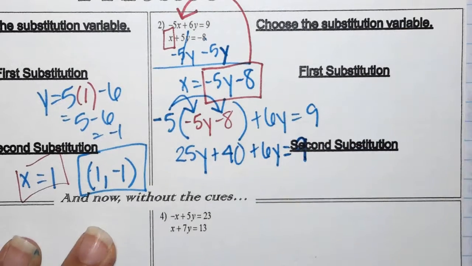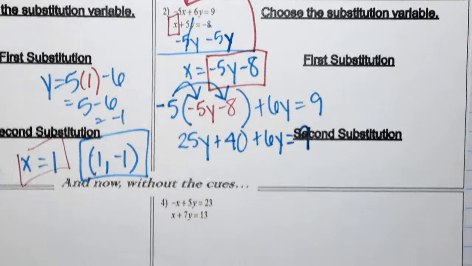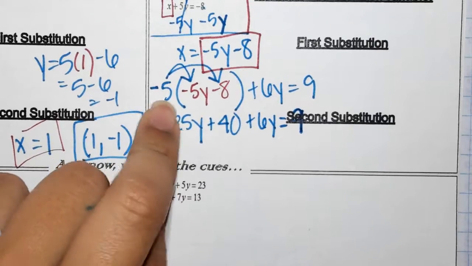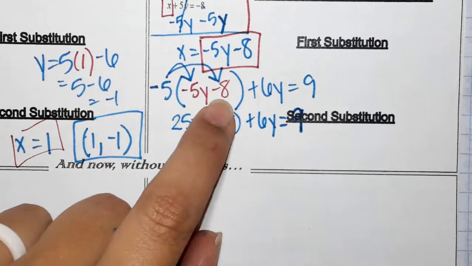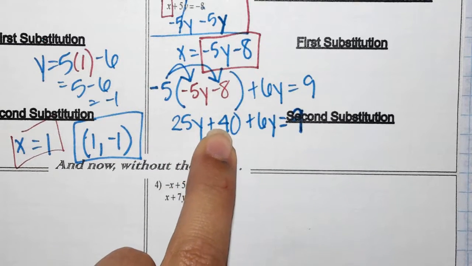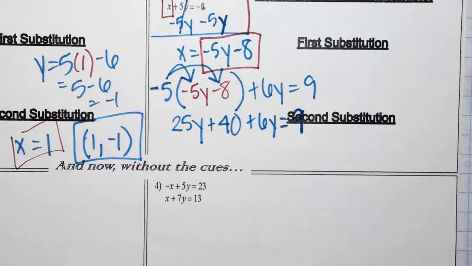Wait, pump the brakes. The car is about to crash. Slam on the brakes. Alright, negative 5 times negative 5y gave us positive 25y. Negative 5 times negative 8 gave us positive 40. Plus 6y equals 9. Alright, what's 25y plus 6y?